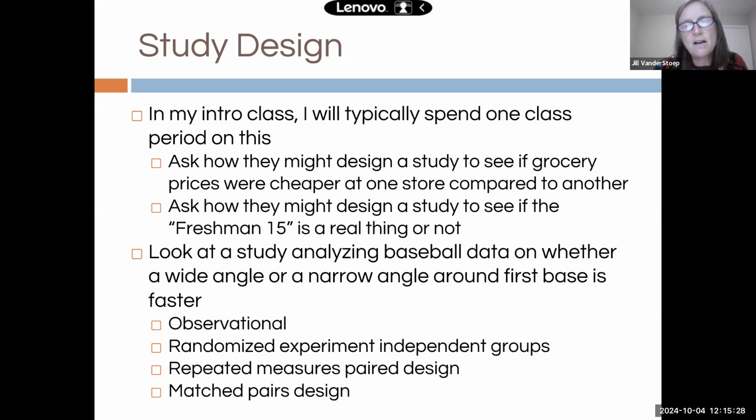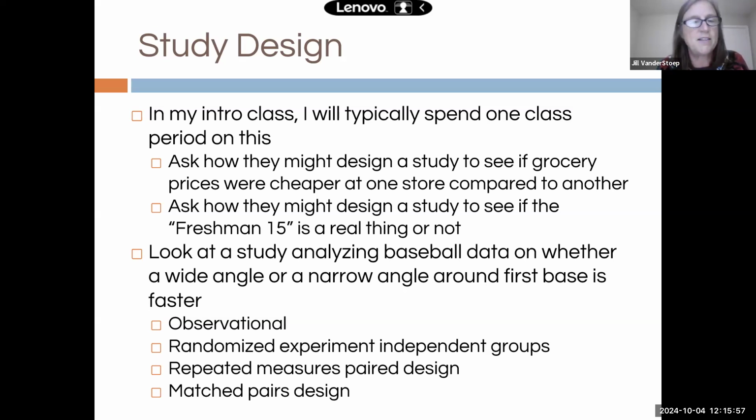I look at another study that looks at the path taken around first base to get to second base. Should the runner, to get there more quickly, go tightly around first base, or should they swing out wide and then run straight in to second base? And we talk about different ways to analyze that data. And we go through these 4 different types of studies.